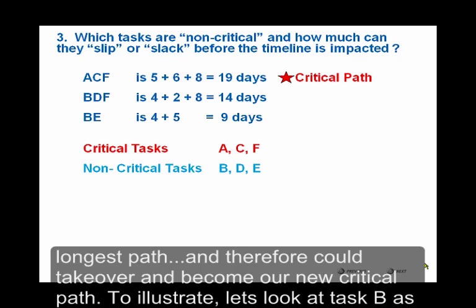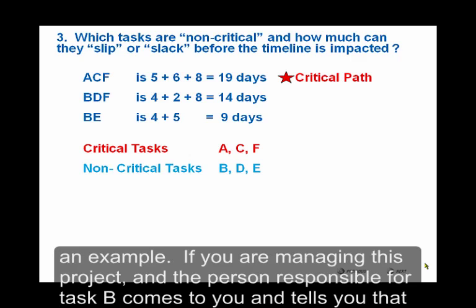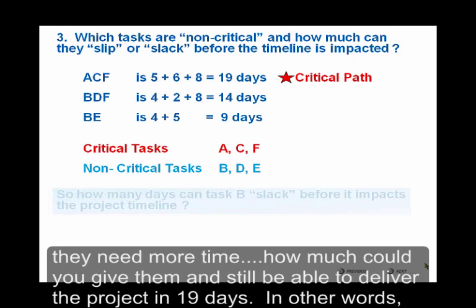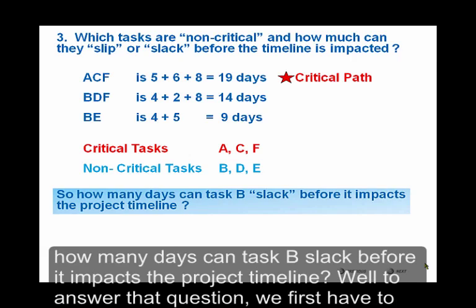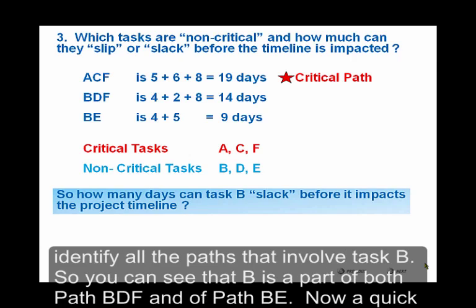To illustrate, let's look at task B as an example. If you are managing this project and the person responsible for task B comes to you and tells you that they need more time, how much could you give them and still be able to deliver the project in 19 days? In other words, how many days can task B slack before it impacts the project timeline? Well, to answer that question, we first have to identify all the paths that involve task B. So you can see that B is a part of both path BDF and of path BE.